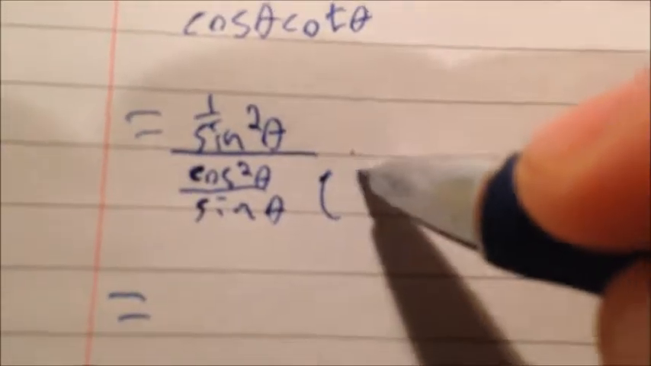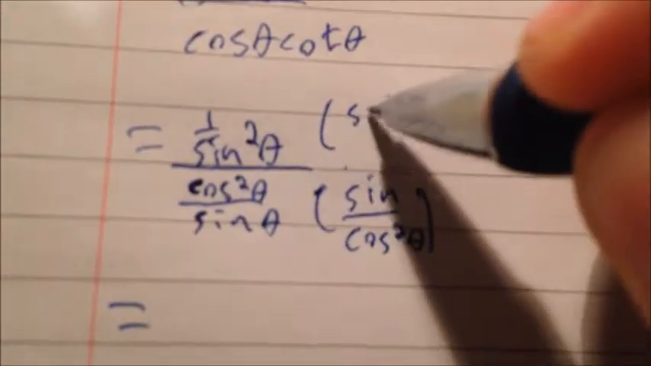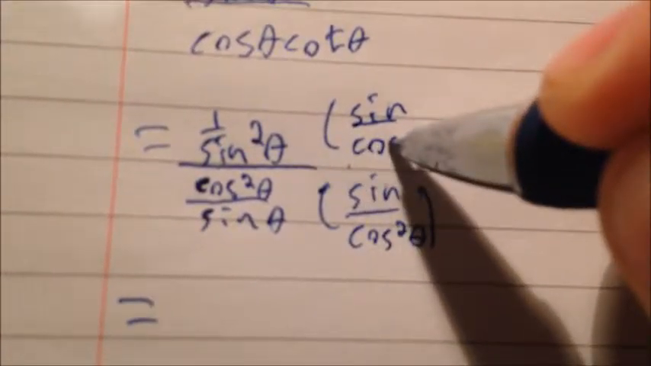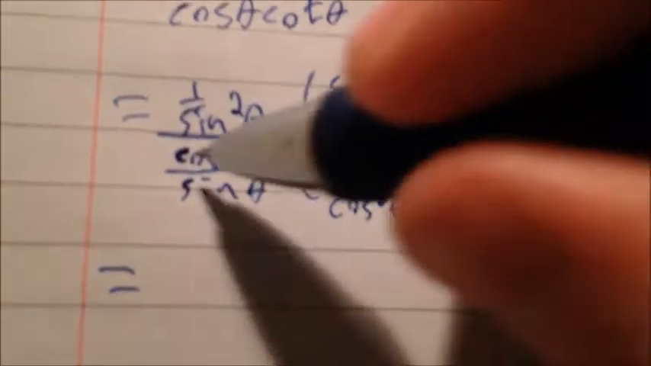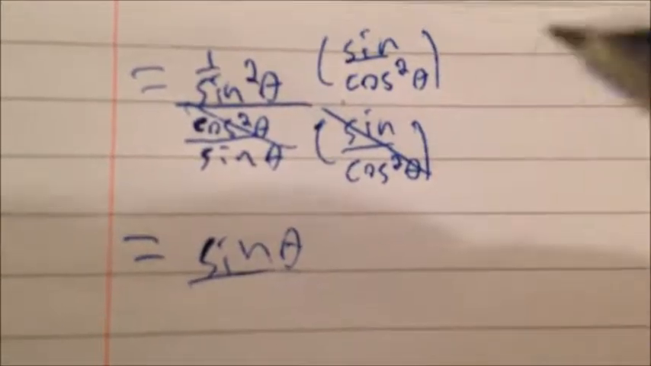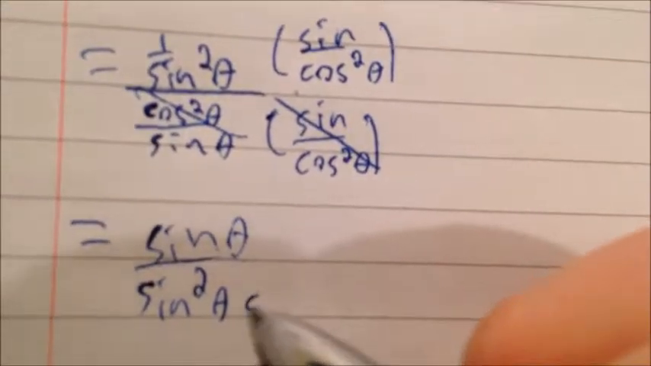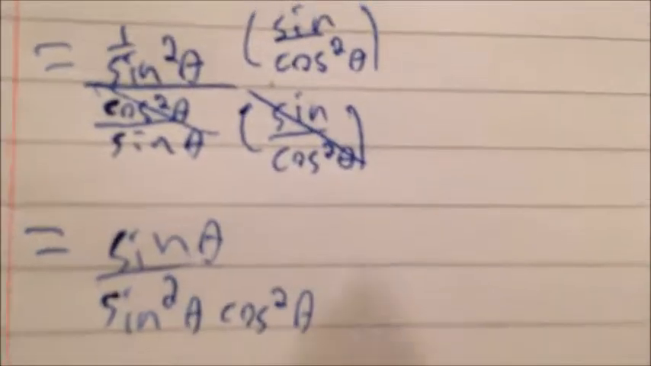Next, what we'll do is we will multiply by the reciprocal of this. So we have sine over cos squared theta, and so these two cross out, and we now have sine theta over sine squared theta cos squared theta.